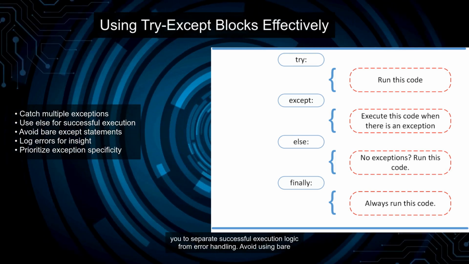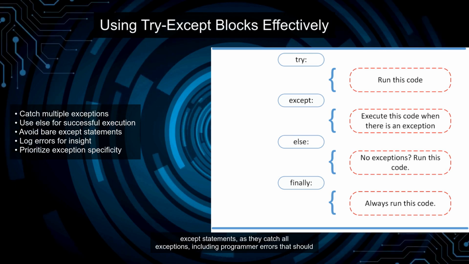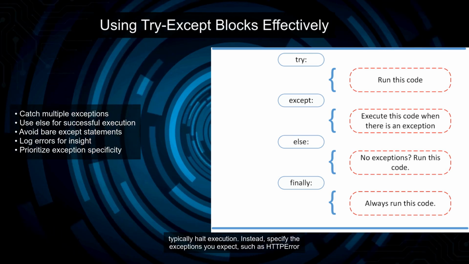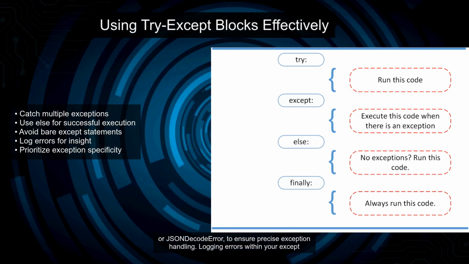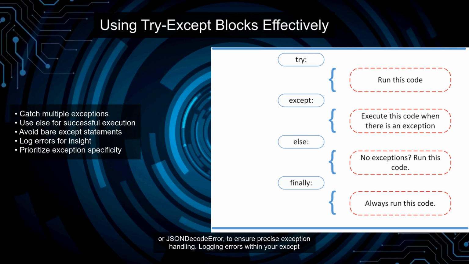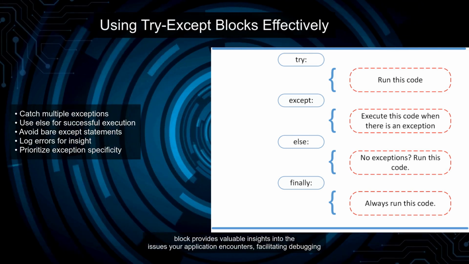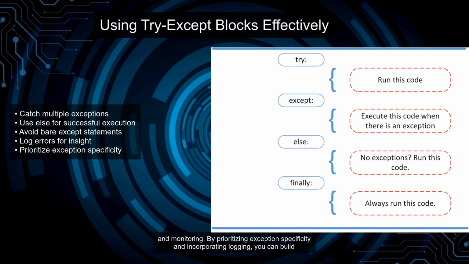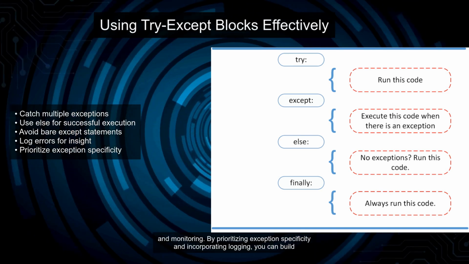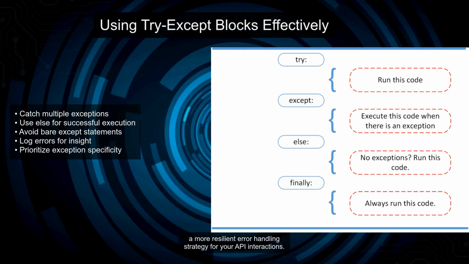Avoid using bare except statements, as they catch all exceptions, including programmer errors that should typically halt execution. Instead, specify the exceptions you expect, such as pair or JSON decode error, to ensure precise exception handling. Logging errors within your except block provides valuable insights into the issues your application encounters, facilitating debugging and monitoring. By prioritizing exception specificity and incorporating logging, you can build a more resilient error handling strategy for your API interactions.